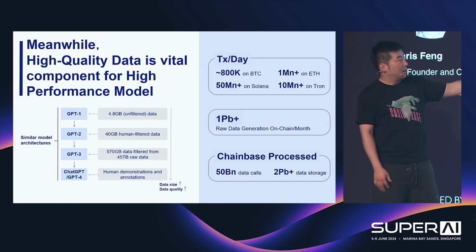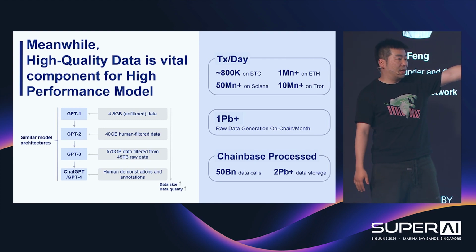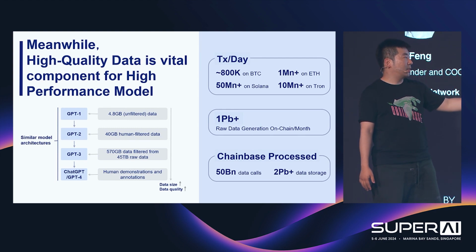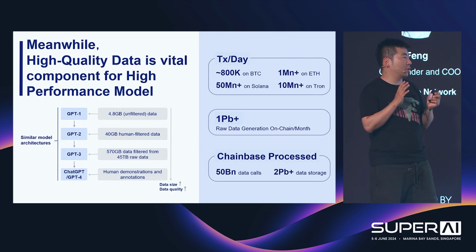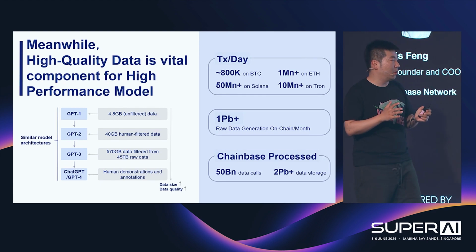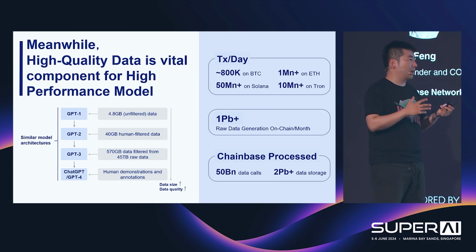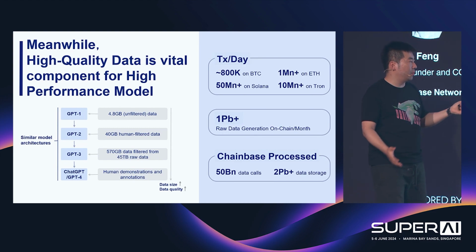And the right-hand side shows how many transactions and how much data is on-chain right now. As we can see, the level of data on-chain right now is suitable, or qualified, for us to train a model that is capable of competing with the intelligence of GPT-3.